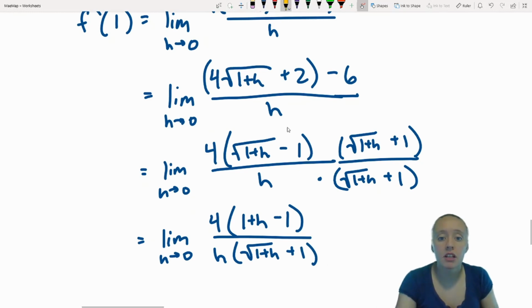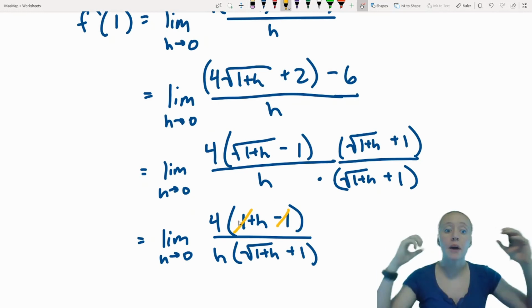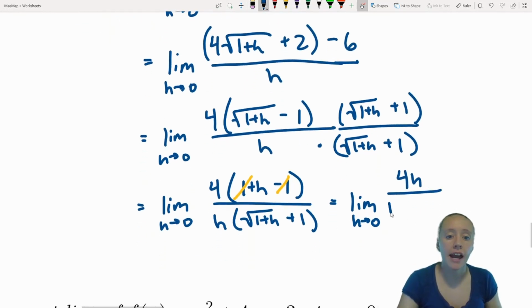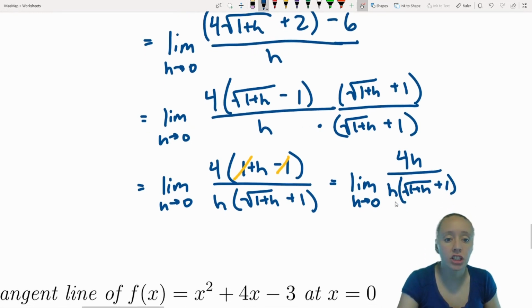Look what happens. This 1 cancels out with this negative 1, so I have h in my numerator that's multiplied to everything else in my numerator. So let me rewrite this to show you that it's going to cancel out. The limit as h approaches 0 of 4h all over h times the square root of 1 plus h plus 1. Because this h is multiplied by everything in the denominator and this h is multiplied by everything in the numerator, I can cancel those out.